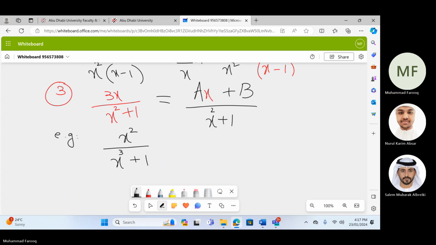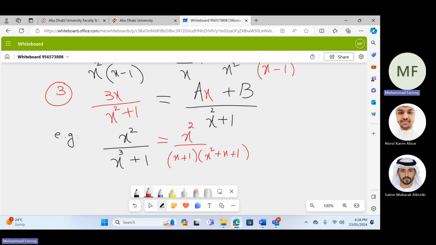Can we factorize the denominator? Yes or no? Yes, of course. Don't factorize the up part, please. Numerator, no change. Now, factorize a cube plus b cube: a plus b into a square minus ab plus b square.